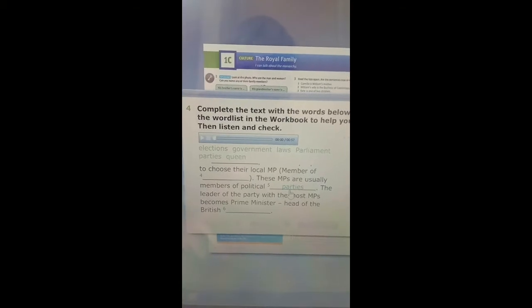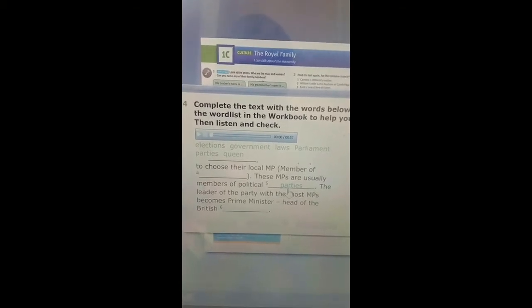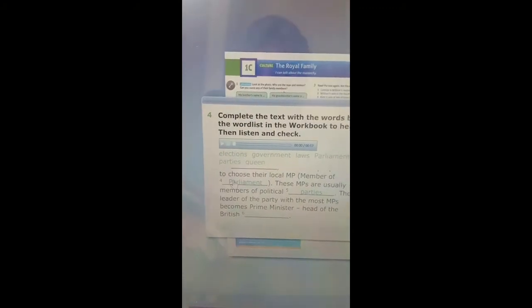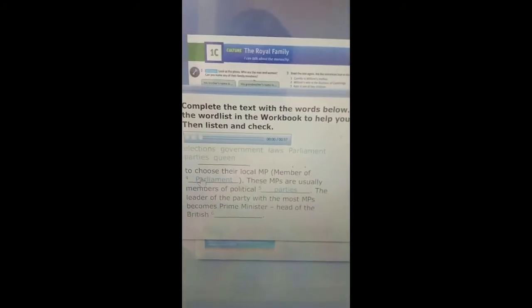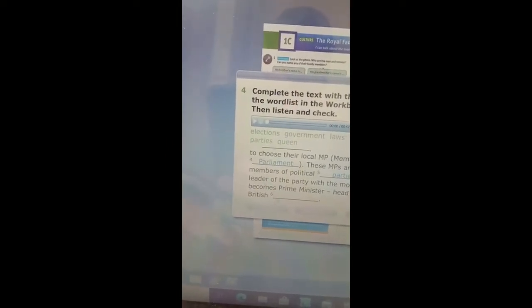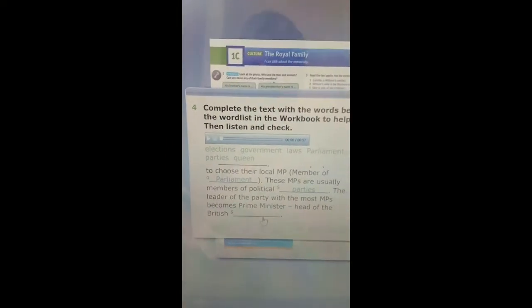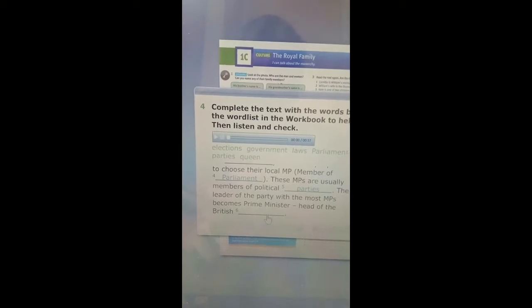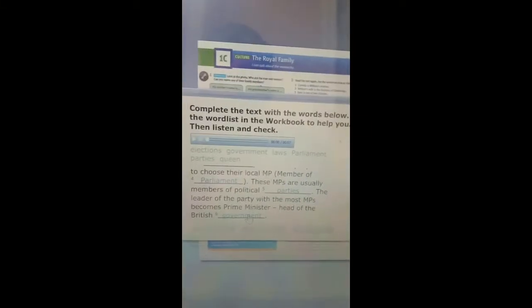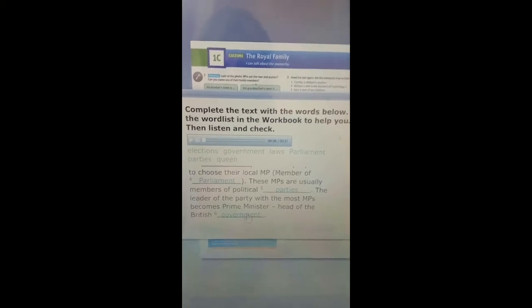So they have to choose a local MP, which is a member of Parliament. And there are members of political parties. There's the Labour, Conservative, Liberal Party. They're the 3 main ones. And the Prime Minister is the head of the British government. So at the moment, that's a man called Boris Johnson.